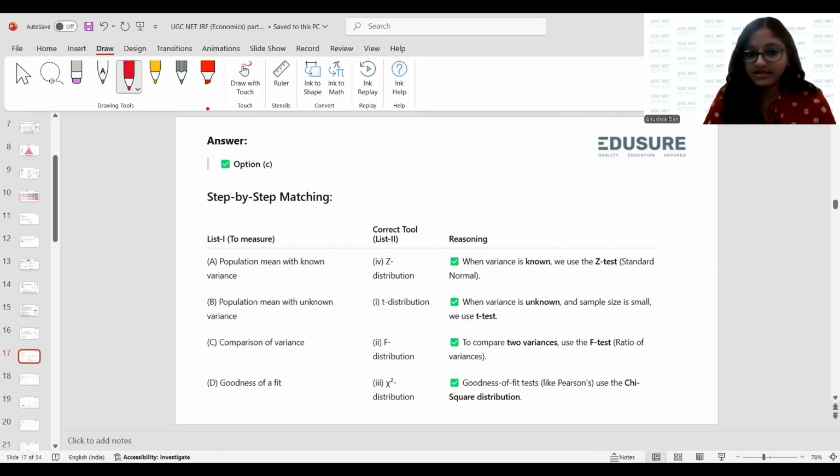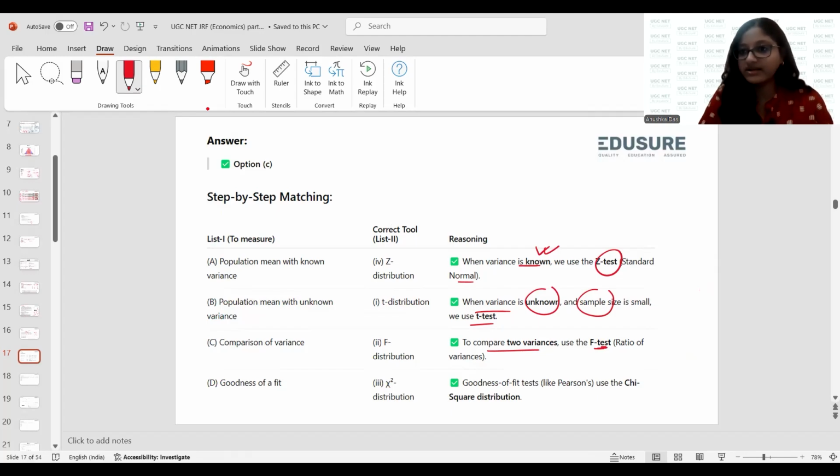And here you can see the solution step by step. This is the same thing which I have explained. When the population variance is known and the sample is large, you use the Z test. When the population variance is unknown and the sample size is small, you will use the T test. To compare two variances, we will use the F test. F test is basically the ratio of the variances. We will take the ratio of the variances along with the degrees of freedom. That will give you the F statistic.